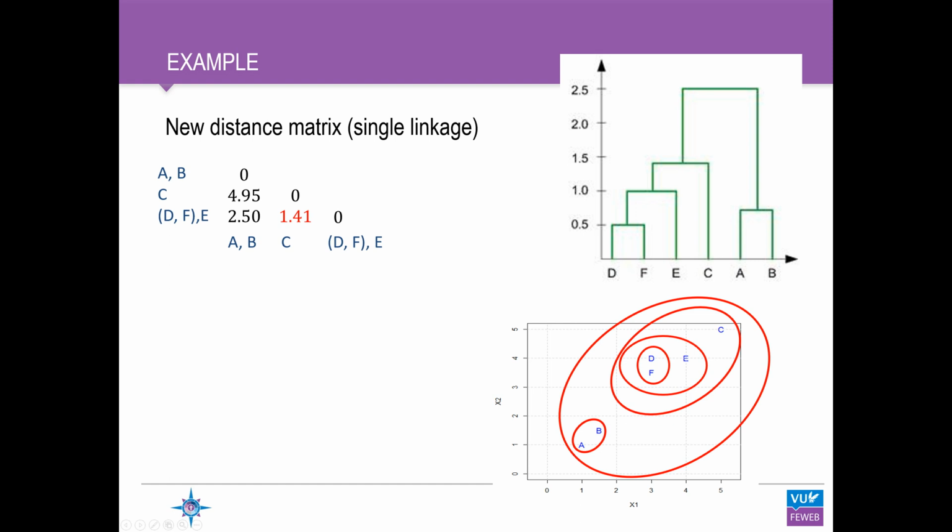Now if we plot this in a dendrogram, it will look like this. So it means that D and F is clustered together first, we saw that. Then A and B is clustered. Then D, F and C is clustered. And then this cluster will be merged together with A and B.